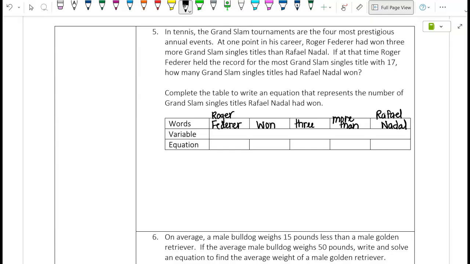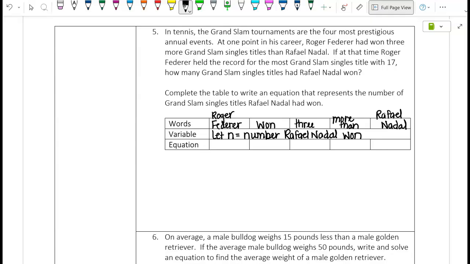So we need a variable. I'm going to say let n equal the number Rafael Nadal won. Because that's what they're asking me for, which means that's an unknown value. It says write an equation that represents the number of Grand Slam singles titles that Rafael Nadal had won. So that's our unknown. How many did he win?